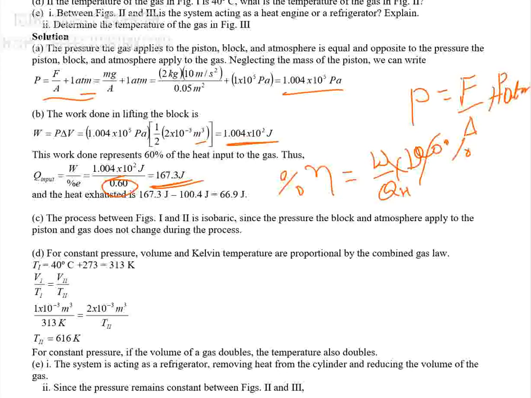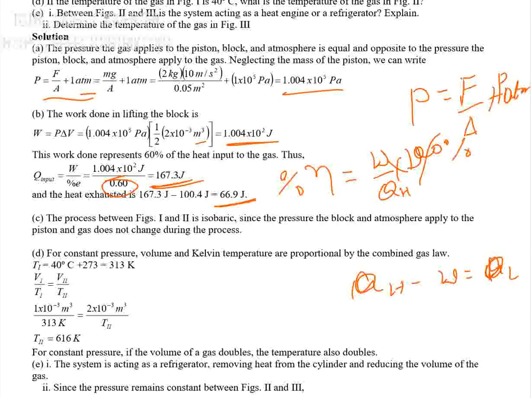The lost heat energy is calculated by using QH. That means QH minus work gives us Q lost, or lost heat energy. Therefore, how much energy is lost? 66.9 joule of energy is lost.